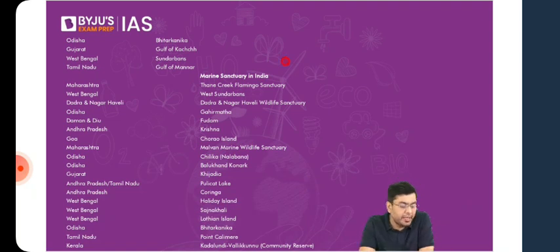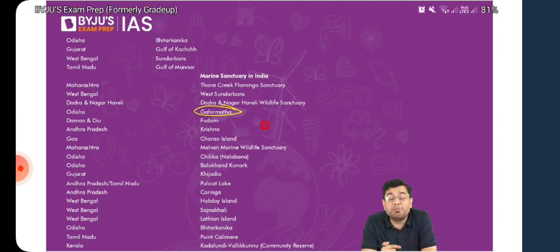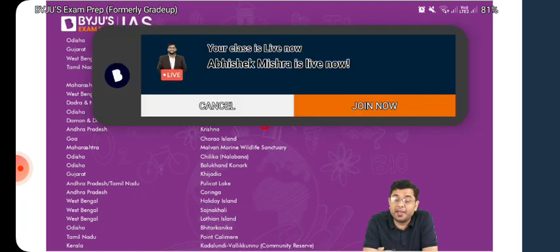So you will observe, for example, if you take the case of Gahirmatha. Now Gahirmatha is situated in the region of Odisha. Now this Gahirmatha is famous for what? It is famous for the large scale presence of the olive ridley turtles. The olive ridley turtles come in large quantities in this area in order to carry out a mass nesting exercise, where in large quantities they come, they lay their eggs and they swim back. Now that is the mass nesting activity of olive ridley turtles. That is what is also referred to as Arribada.